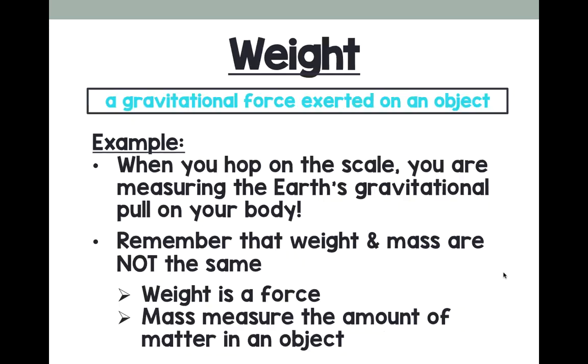The next type of force we're going to talk about is weight. And weight and gravity go hand in hand, but weight is a specific measurement of a gravitational force exerted on an object. So that's when we measure the gravitational force on a specific object. So when you hop on the scale, you are measuring the Earth's gravitational pull on your body. So based on how much matter you have, we're going to take that matter and calculate it based on the pull of the Earth, and that gives you your weight.